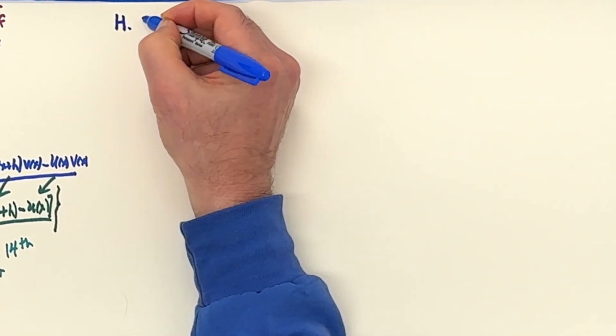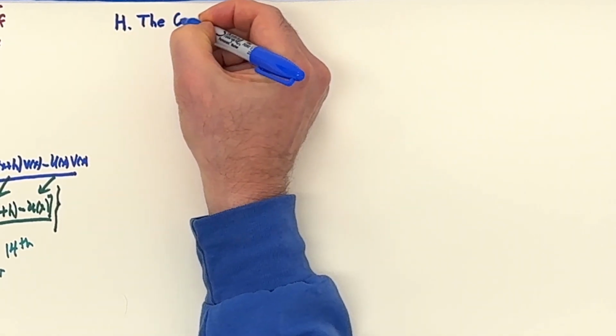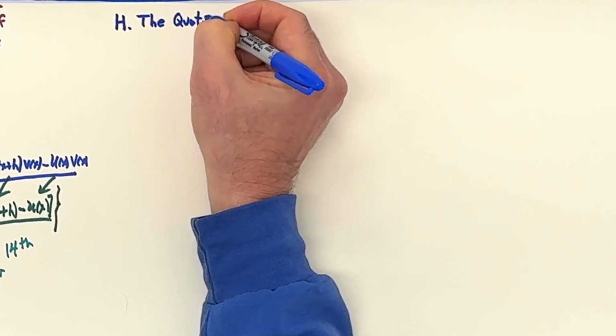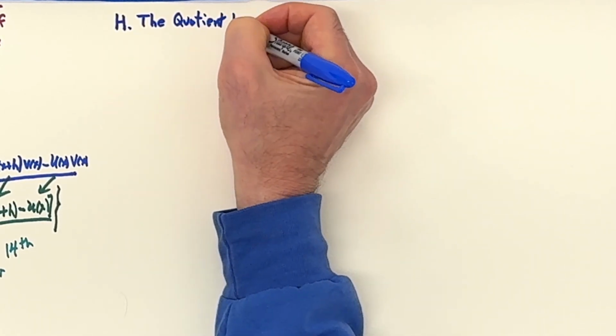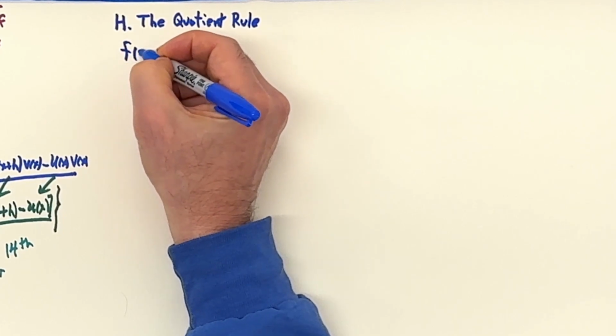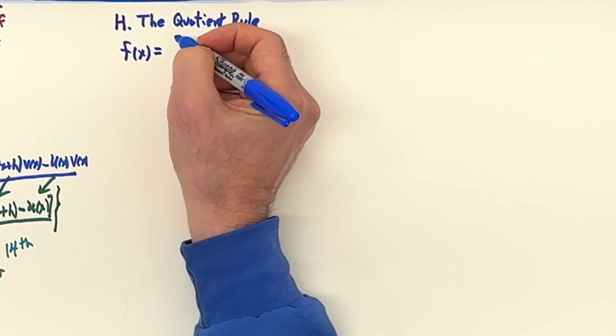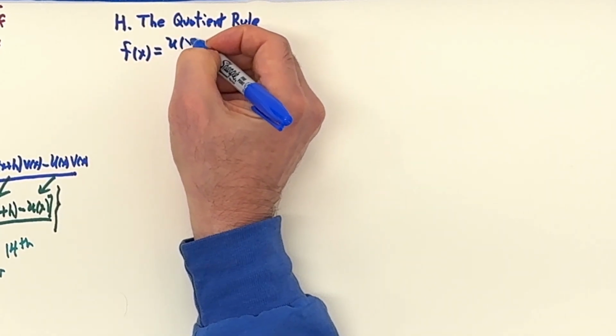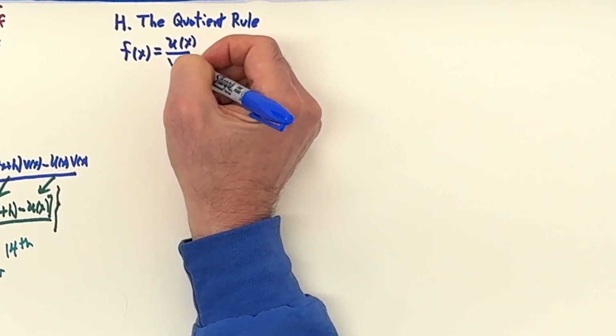Chapter H, the quotient rule. In this case, we would like to take our function f of x to be a quotient, a u of x divided by a v of x.